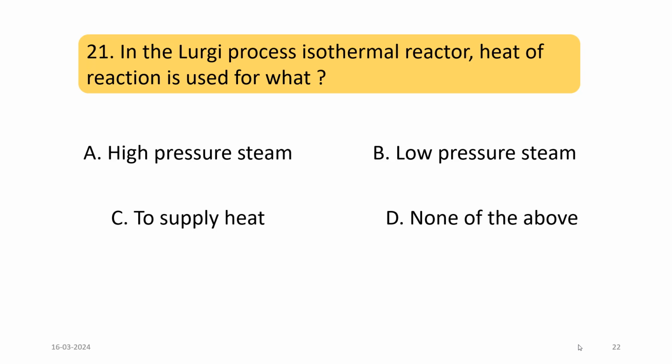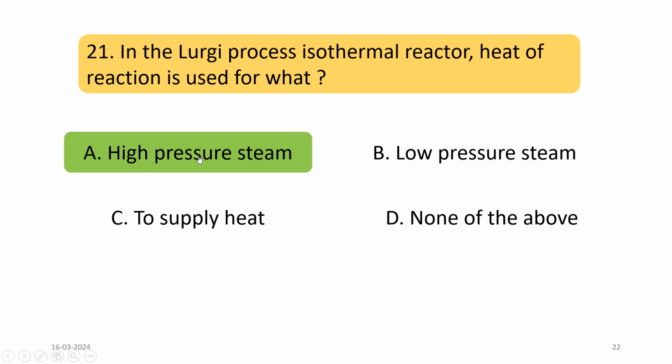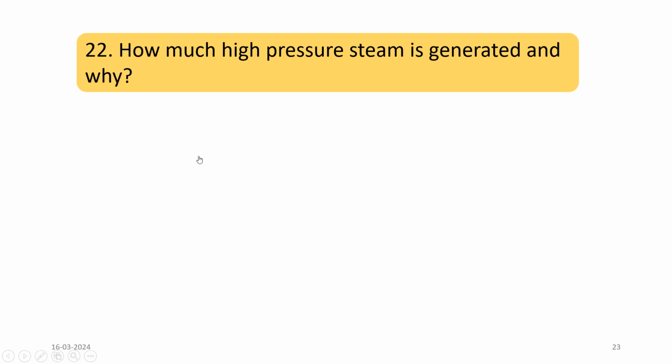and that is why we are giving boiler feed water to maintain the temperature, because in methanol production you have seen that it is an exothermic reaction, so temperature increases with time. So that is why, to maintain the temperature, this type of reactor is used in Lurgi processes. So it works as a kind of isothermal reactor, and that heat of reaction is used for high pressure steam. So the heat of reaction in this isothermal reactor is converted instantly into high pressure steam. Okay. Next question. How much high pressure steam is generated and why?